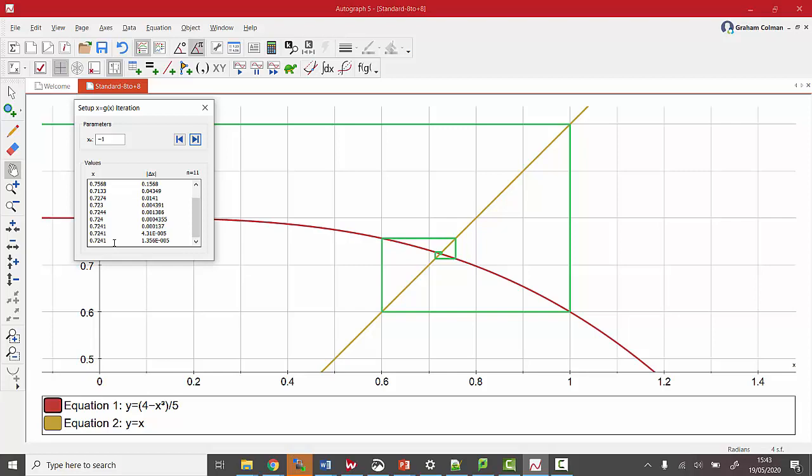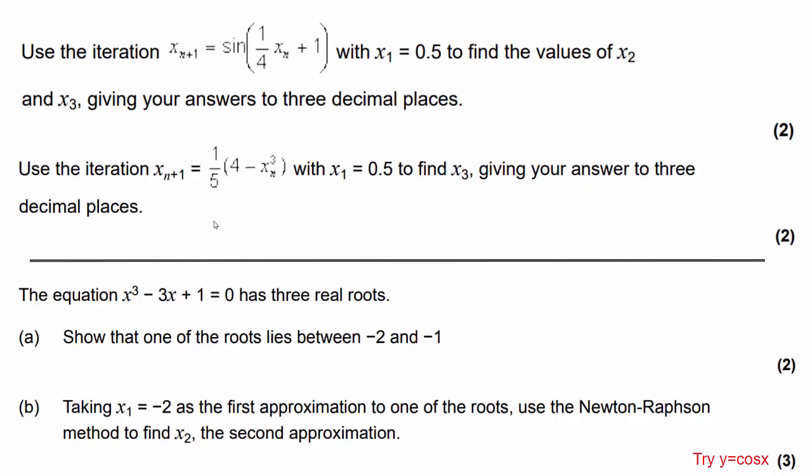So that's how you can do staircase and cobweb diagrams. Coming back to the question, I'm just going to copy the equation down.